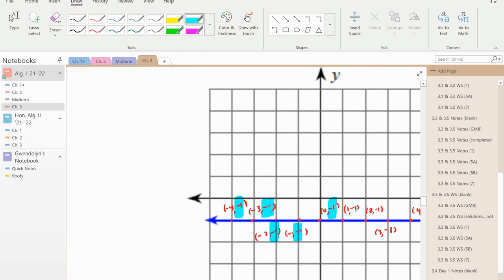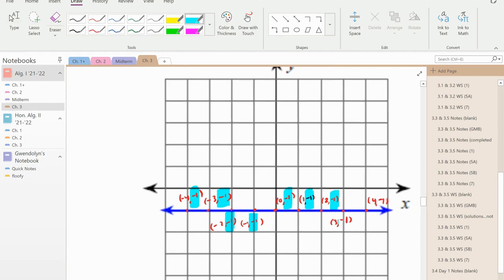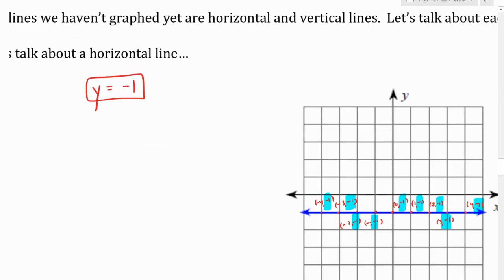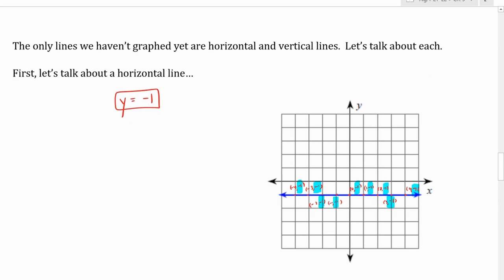That's pretty simple. Every single y value is -1. So guess what the equation of this line is? Yep, it is y equals -1. Now, looking at that graph, that is a function. It passes the vertical line test. And it is linear.